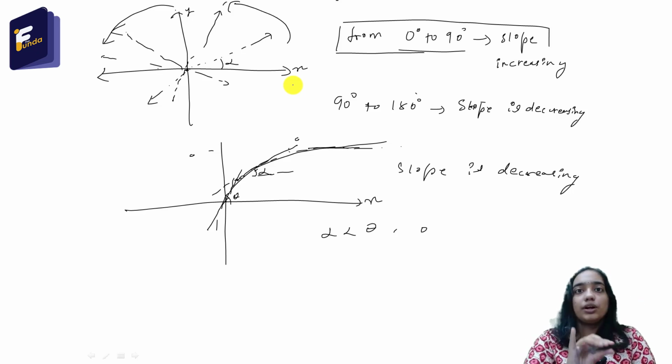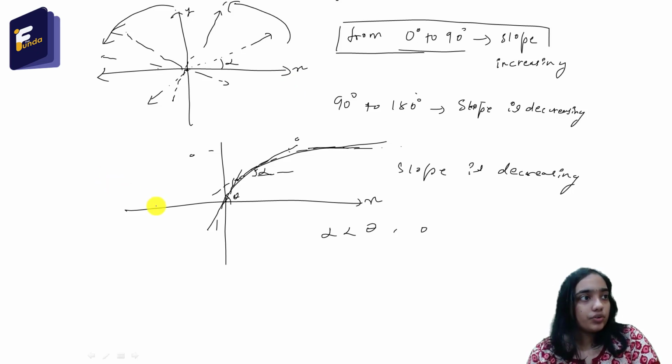So how are you going to find it? You have to keep your pen like this. If from a little bit vertical position it goes to the horizontal, that means the slope is decreasing. And so again we are going to draw another graph.